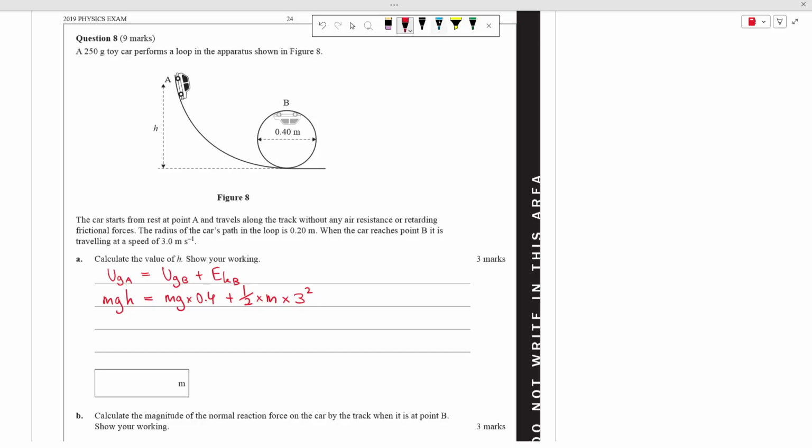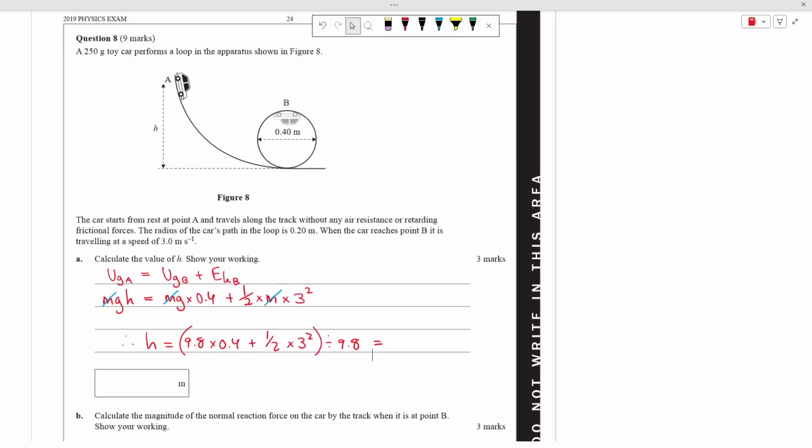Now notice that we can do something interesting. The m's cancel out. You can divide both sides by m, and they all go away. So really, h is equal to g times 0.4, so 9.8 times 0.4 plus half times 3 squared, but then we have to divide by 9.8, so all of that divided by 9.8.